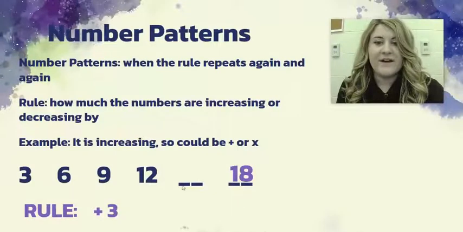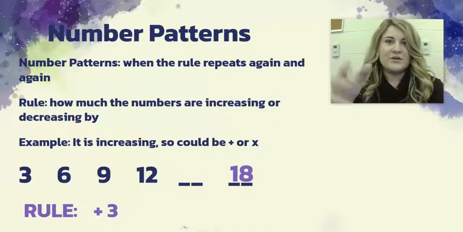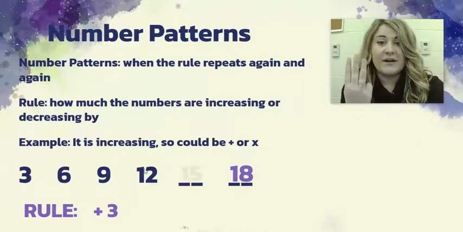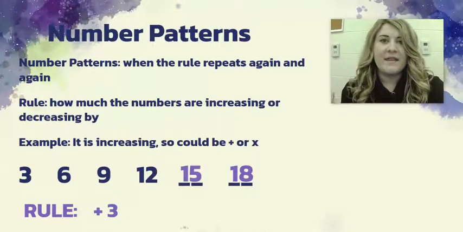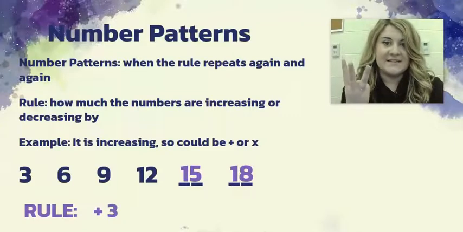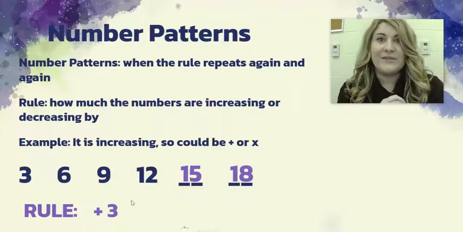So in order to find the missing number, we have to add 3 to 12. Put 12 in your head or grab 12: 12, 13, 14, 15. So our missing number here is 15. And that would also work with 18 because 15 plus 3 is 18. 15, 16, 17, 18. So our rule is plus 3. Always write the rule down so you don't forget it, okay?